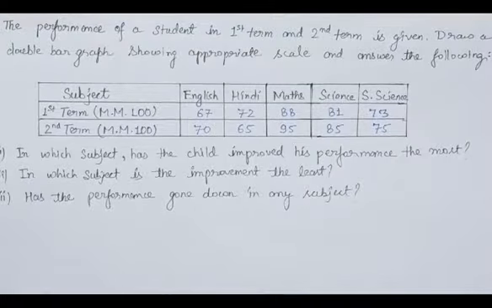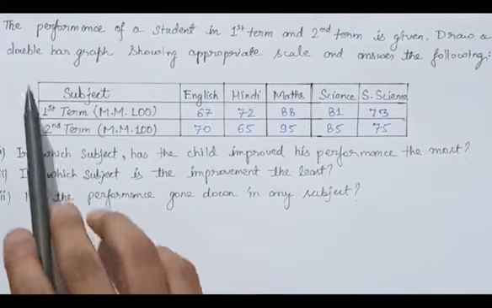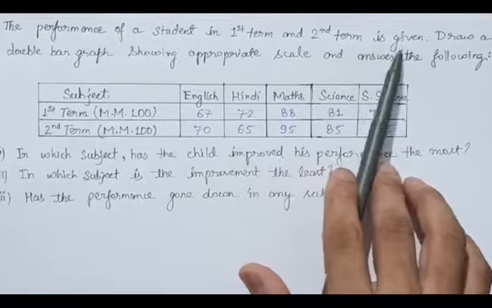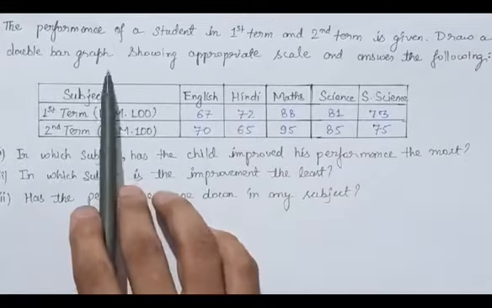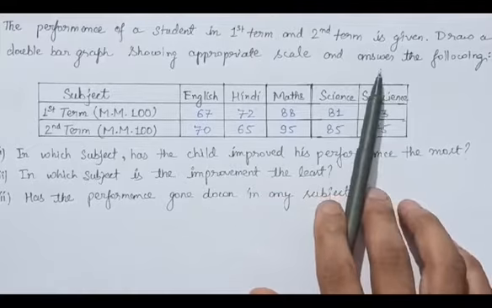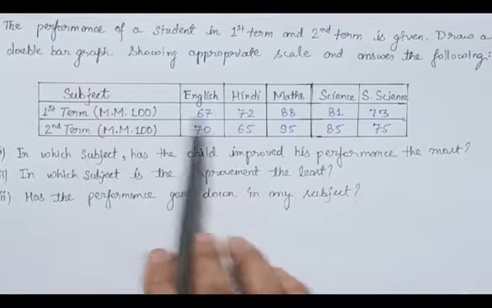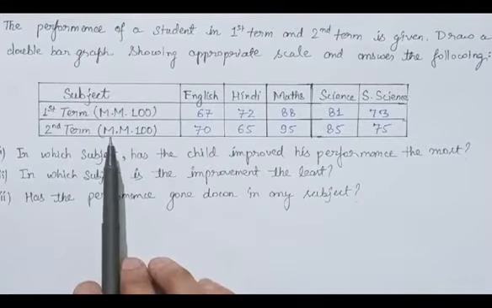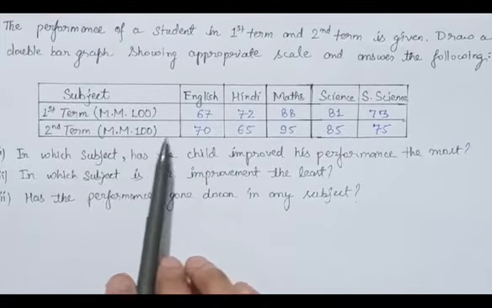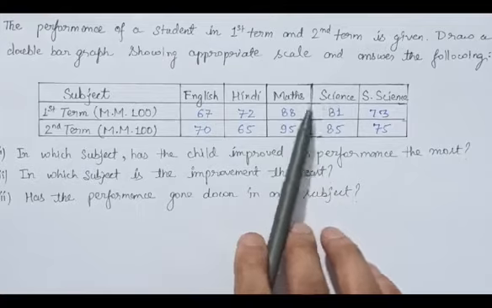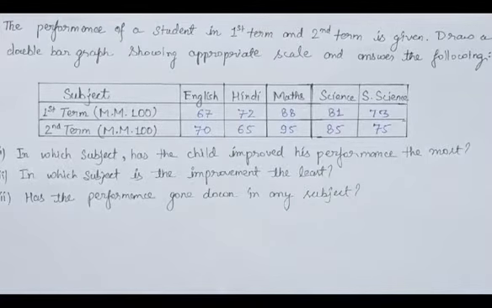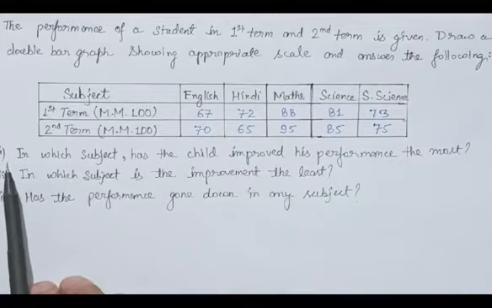Now students, next question from the exercise 3.3 is, the performance of a student in first and second term is given. Draw a double bar graph showing appropriate scale and answer the following. So this is the following table which represents the first term and second term marks out of 100 in the particular subjects English, Hindi, Maths, Science and Social Science. Then after drawing the double bar graph, we have to answer these following questions.